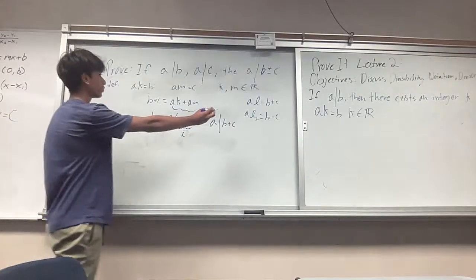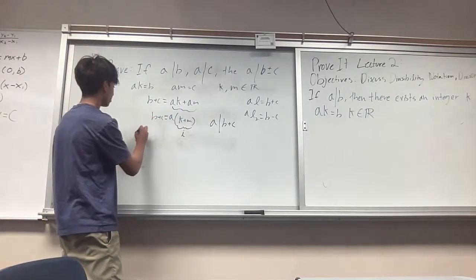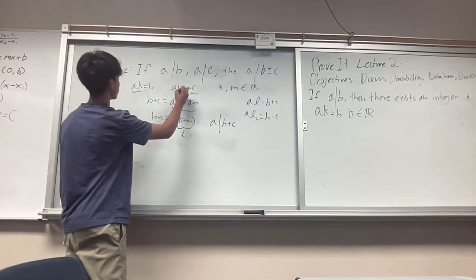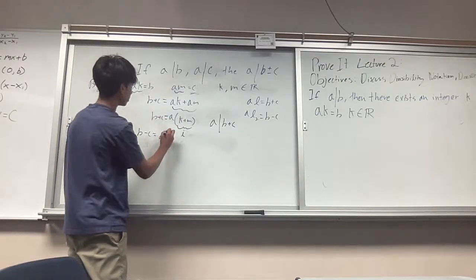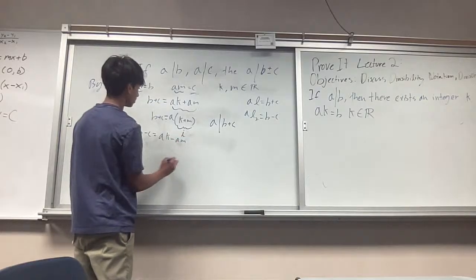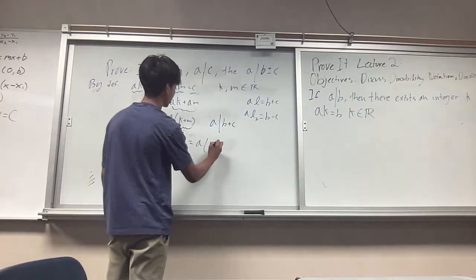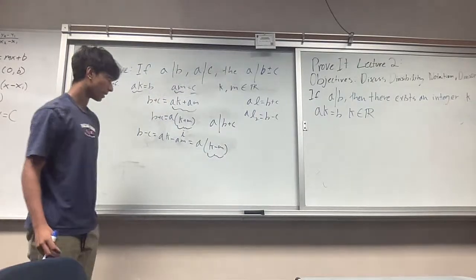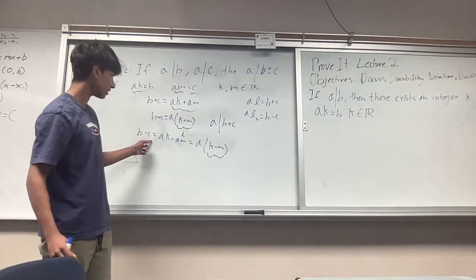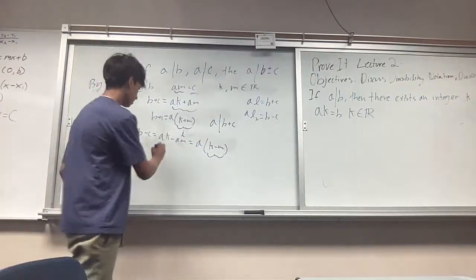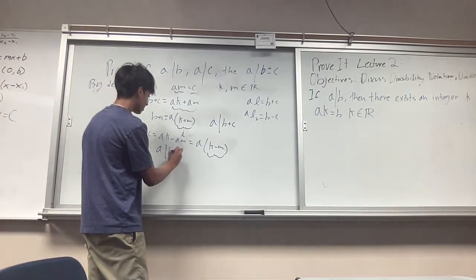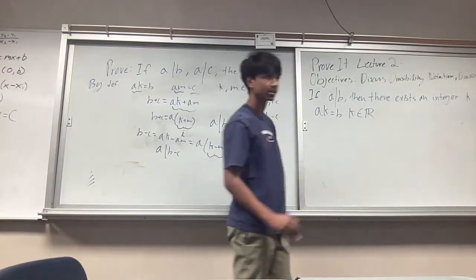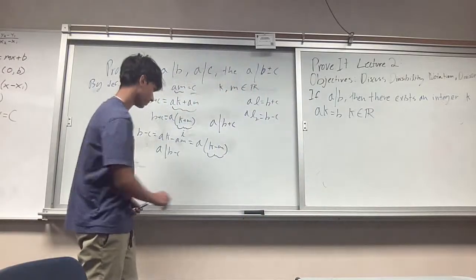Okay, and then we can do the same with B minus C. B minus C, you can substitute these two, and that's going to equal AK minus AM, which equals A times (K minus M). K minus M is also an integer. So A times an integer equals B minus C. So by definition, A divides B minus C because there exists an integer such that A times an integer equals B minus C. All good?